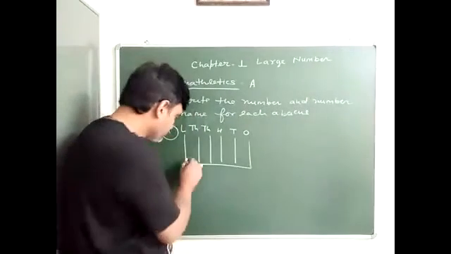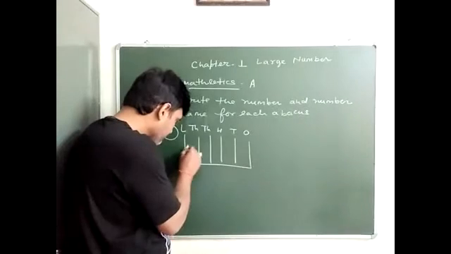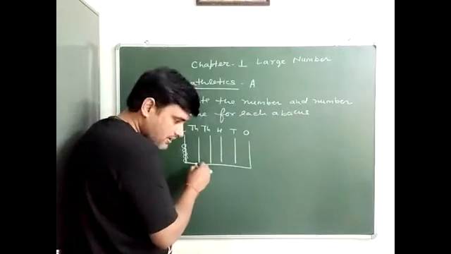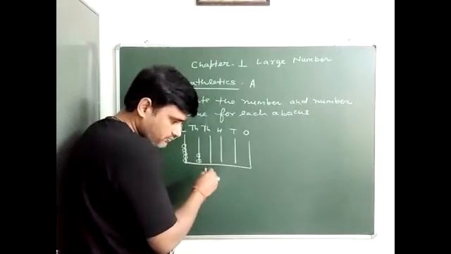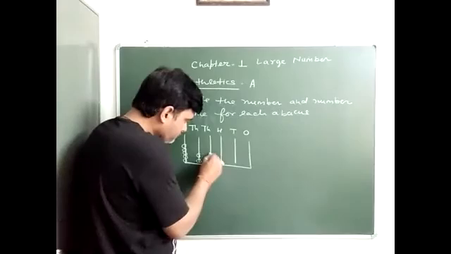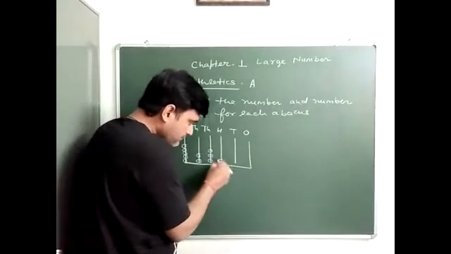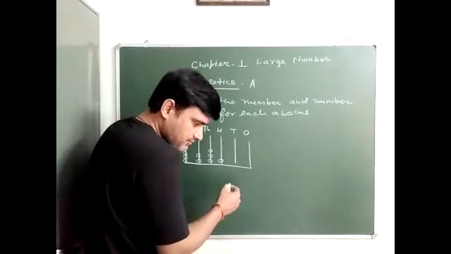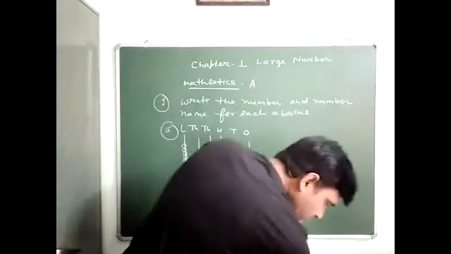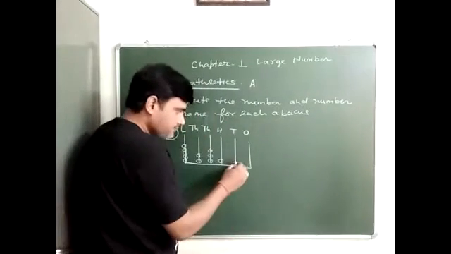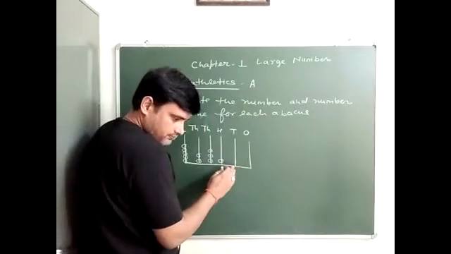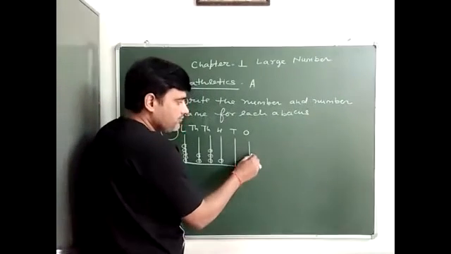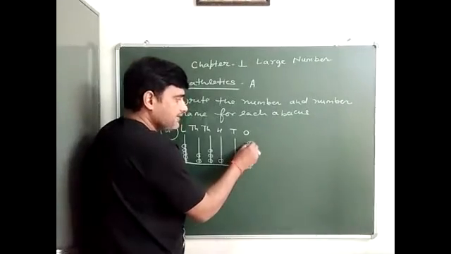5 circles, 1, 2, 3, 4, 5. Here 2, 3, 1, and in last 8. 1, 2, 3, 4, 5, 6, 7, 8. Okay.